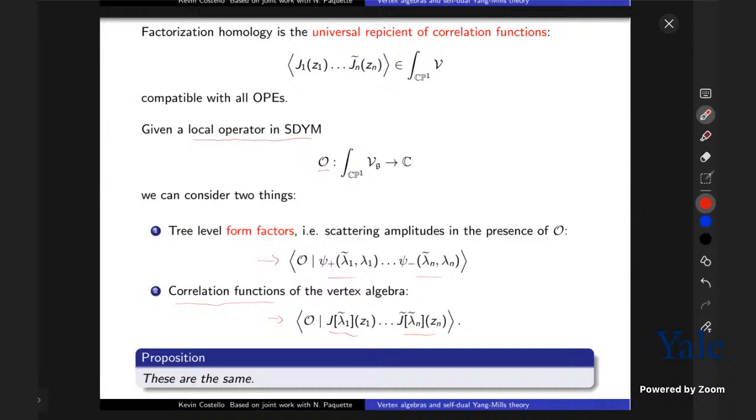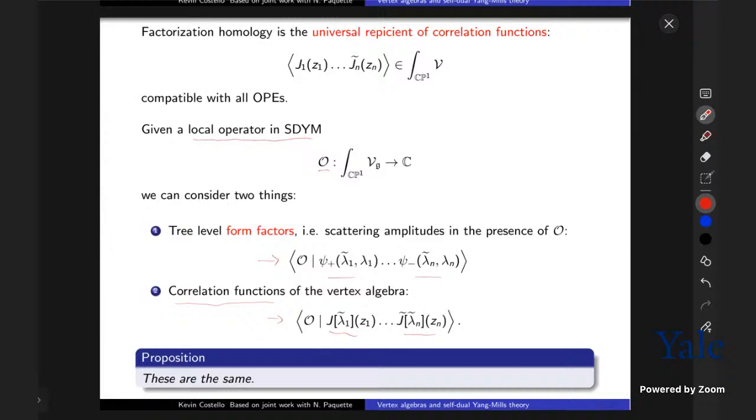However, we've seen that the generators of the vertex algebra are the same data as the single particle states. So once we've identified states with generators of the vertex algebra, these are the same thing. So form factors are the correlation functions of the vertex algebra, where the conformal block is built from the local operator I use to define the form factors. At tree level, this is the main result. Is this statement reasonably clear?